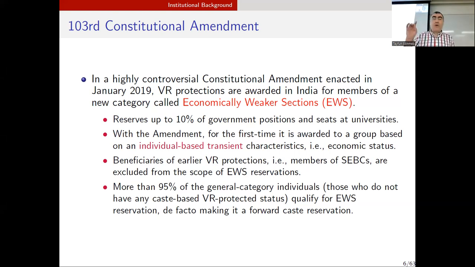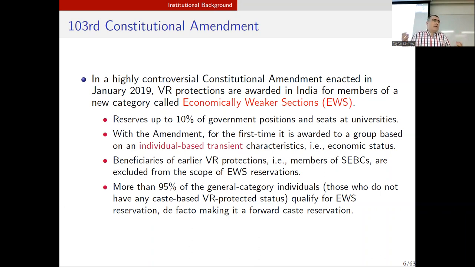Now, there are two important points about that. First, unlike the previous vertical reservations, which were intended as compensatory and reparatory provision for past marginalization, this new reservation is awarded based on a transient individual characteristic. You may be born poor, but you don't need to stay poor. Or you might be born rich and you might go poor, right? So it's a transient characteristic.